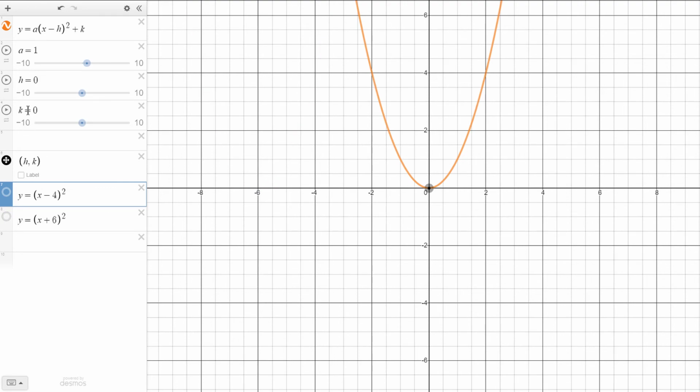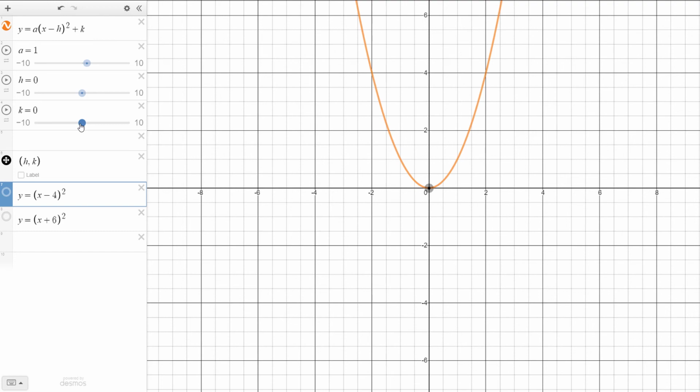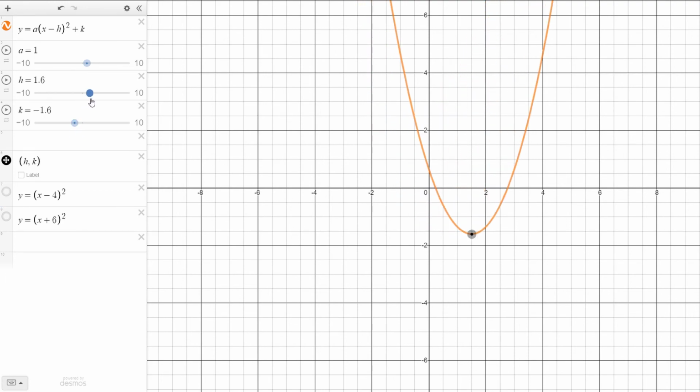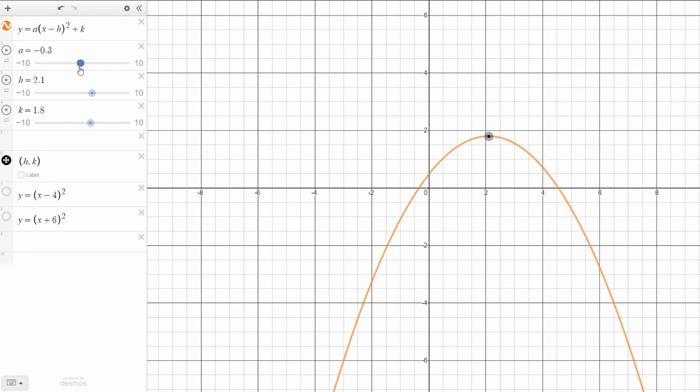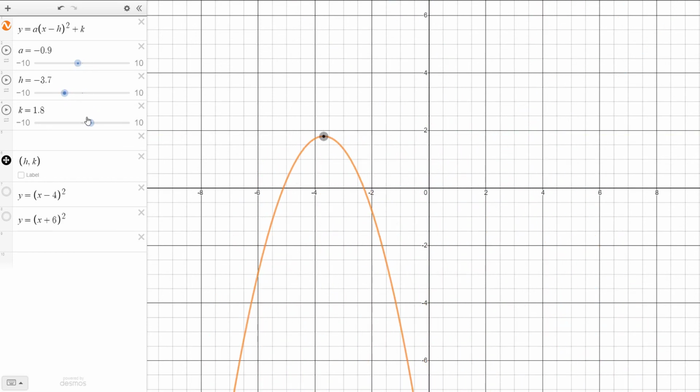Last is the k value, which is the vertical. That's how I remember it, the k in vertical. It does exactly what you would think it does, and there's no tricks. It moves it up or it moves it down. And so with the combination of h and k, I can move my parabola up, down, left, right. With the a value, I can make it taller, thinner, flipped upside down. And that's what allows me to transform or move my parabola around the screen.